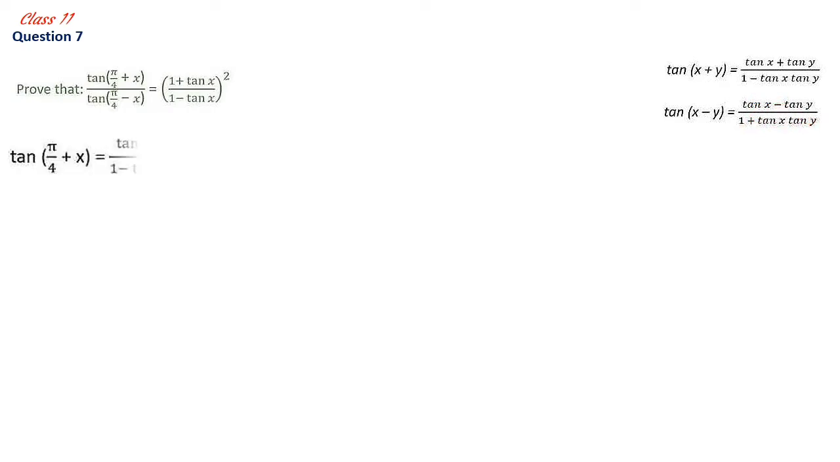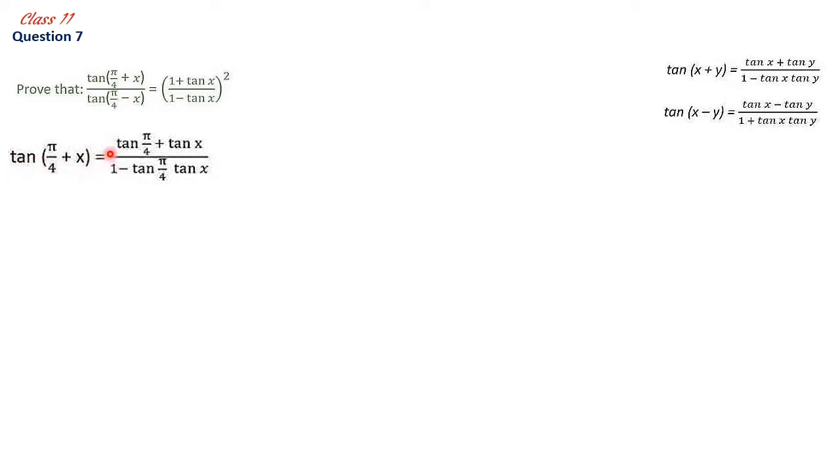Prove that tan of pi by 4 plus x divided by tan of pi by 4 minus x is equal to (1 plus tan x by 1 minus tan x) the whole square. So for tan of x plus y, there is a formula: tan x plus tan y divided by 1 minus tan x tan y. And there is another formula, tan of x minus y, which means tan x minus tan y by 1 plus tan x tan y. By using these two formulas we can split the numerator.